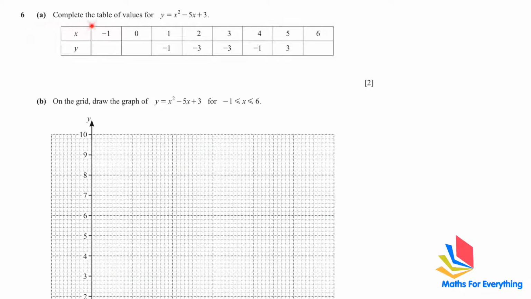Question number 6. Complete the table of values for y is equal to x squared minus 5x plus 3. We just have to replace the x with the values given to us. So in place of x, we are going to put -1. In place of x, we'll put 0 and 6. Remember to put the numbers in brackets, and this is what we'll get.